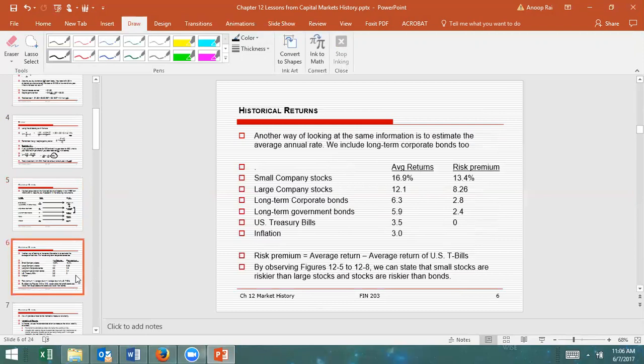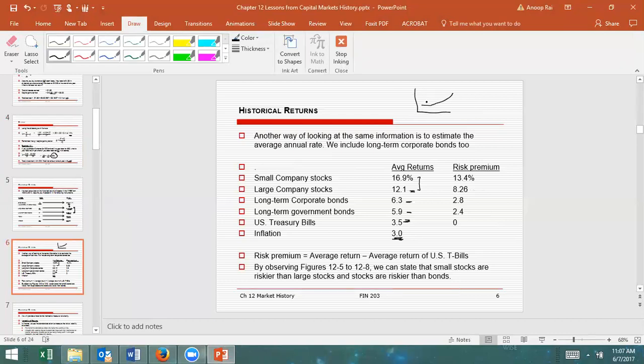In your book, you're also given an annual return. So that's over a period of time. If you annualize it, how does it look? Well, you'll see that inflation was averaging about 3%. US Treasury bills give a little bit over inflation. Long-term government bonds on an annualized basis is 5.9. 6.3 if you go to corporate bonds. 12.1 if you buy large company stocks, and 16.9 for small stocks. Now you say, why is this just a 4% difference when I saw such a huge gap? Well, remember, that's the effect of compounding.